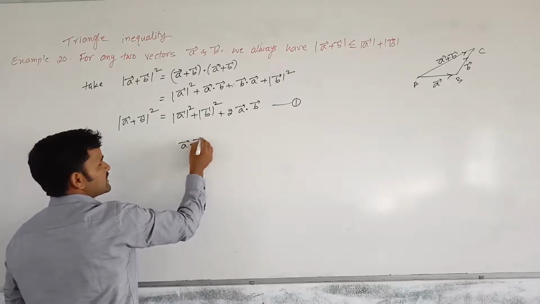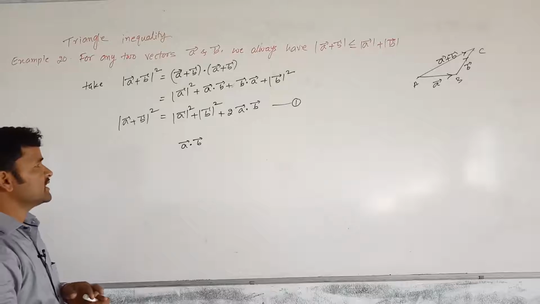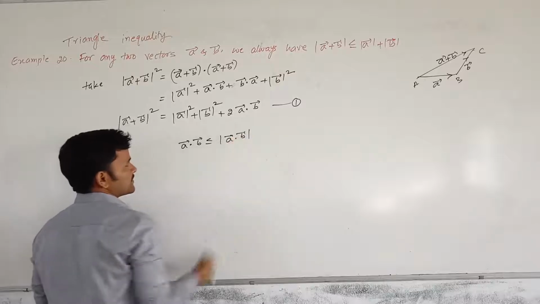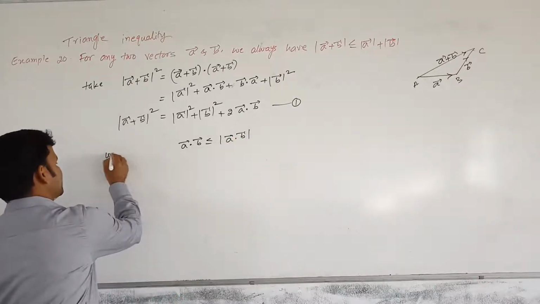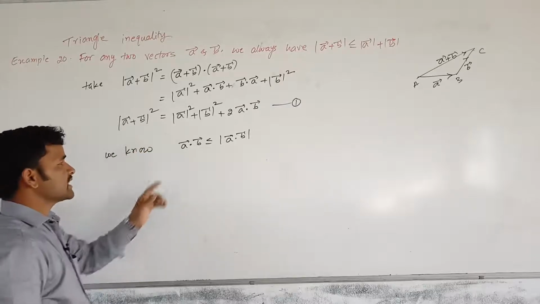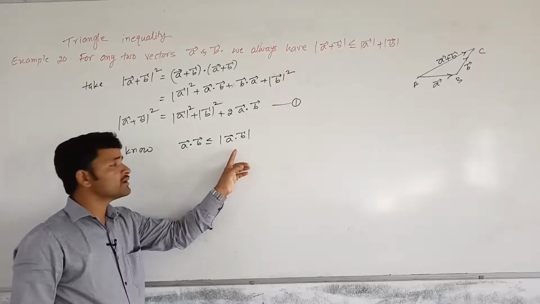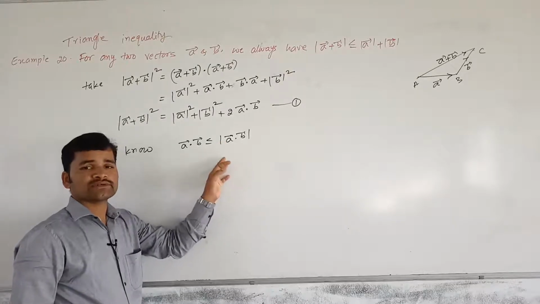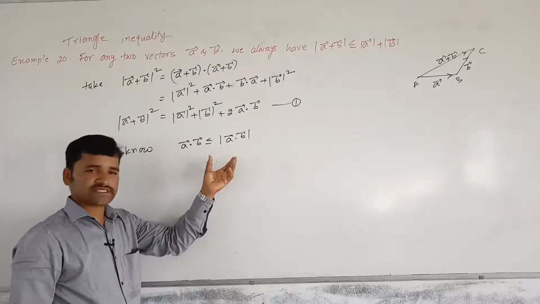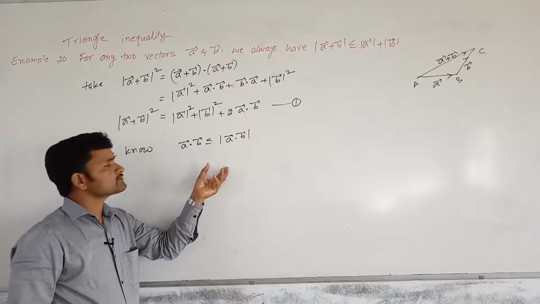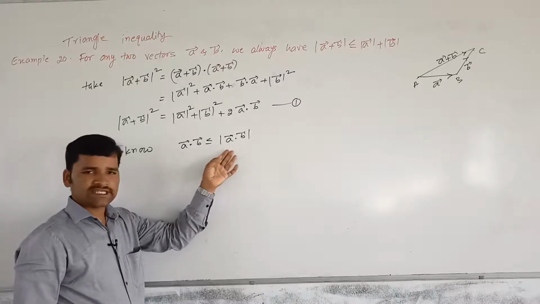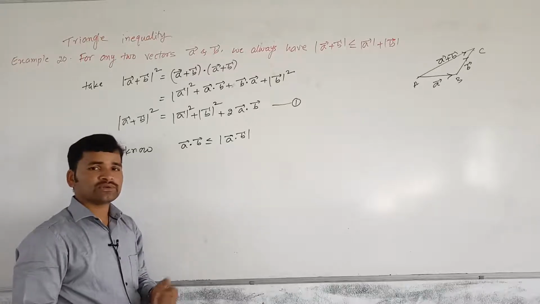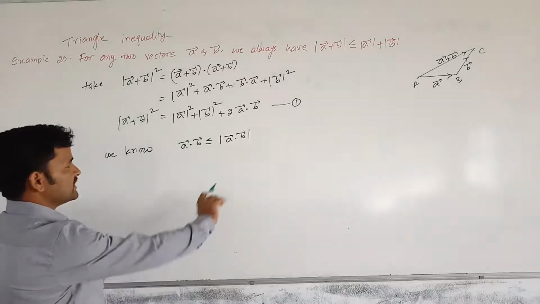Now I will consider this A dot B. What is A dot B? A dot B is always less than or equal to the modulus of A dot B, because A dot B can be negative. The modulus of A dot B can't be a negative value, that is always positive only. If A dot B is positive, then obviously it is equal. A dot B can't be greater than the modulus of A dot B. It can be equal to or less than. Okay, this one we have now.